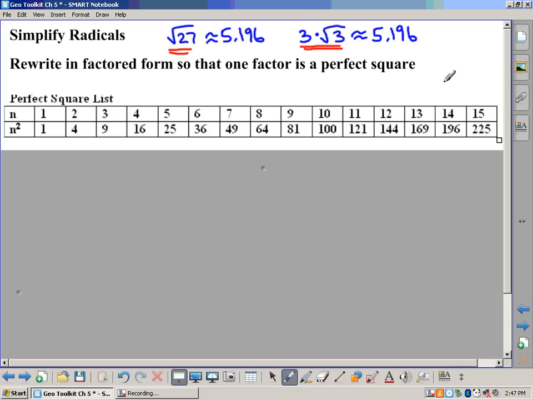And basically the plan is you're going to rewrite radicals in what we call factored form, so that one of the factors is a perfect square. So what I have here is a perfect square list, and in a minute I'm going to ask you to pause it, and then you can copy this all down.